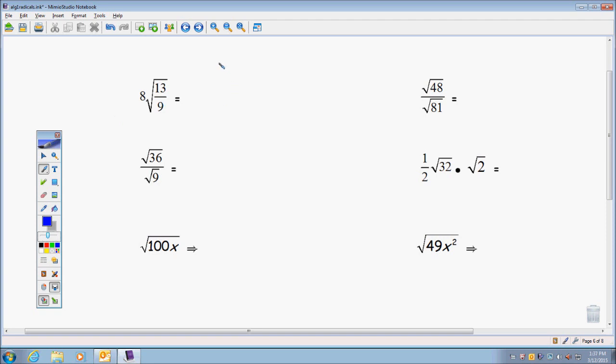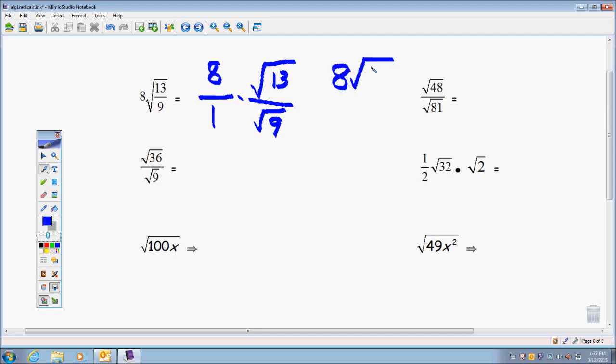Okay, the 8's on the outside. I'm going to write the 8 as 8 over 1, because I have a fraction, times, this is always times, radical 13 over radical 9. Yeah, broken down the right way. Okay, you can multiply anything times anything. So 8 times radical 13 is just 8 radical 13. 1 times square root of 9.